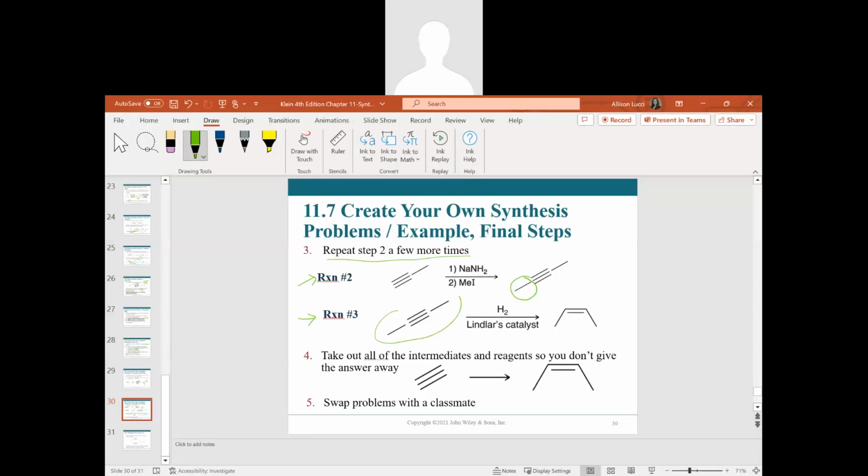Now we have this as our starting material, and if we use Lindlar's catalyst, we know that will add 2 hydrogens to our triple bond, so we create an alkene. Since it's a poisoned catalyst, Lindlar's, we only have 1 addition, and specifically it will produce a cis alkene. So at the end, you would just remove all the reagents and all the intermediate products and have your starting material, your alkyne, and then your cis alkene as the product.